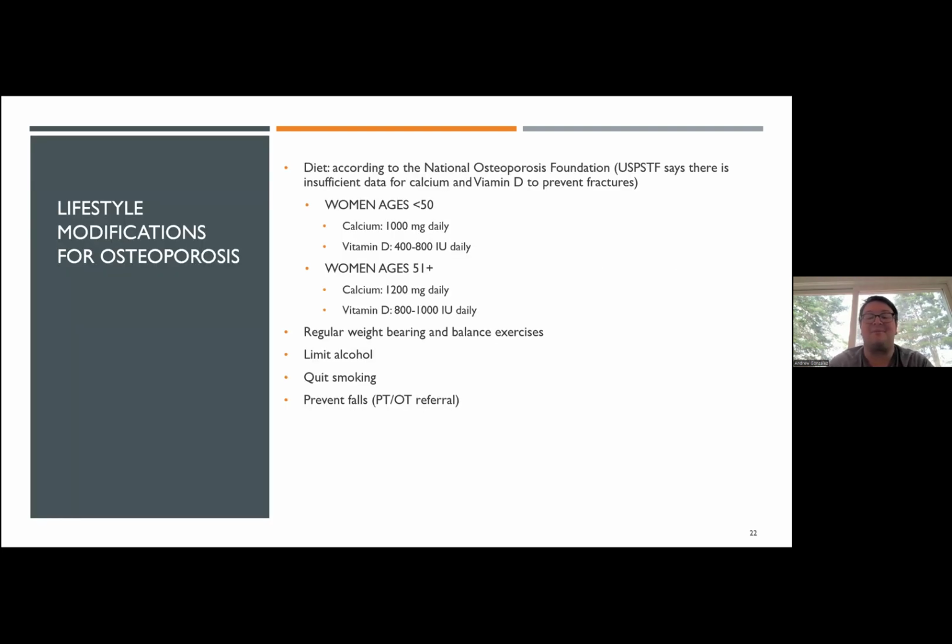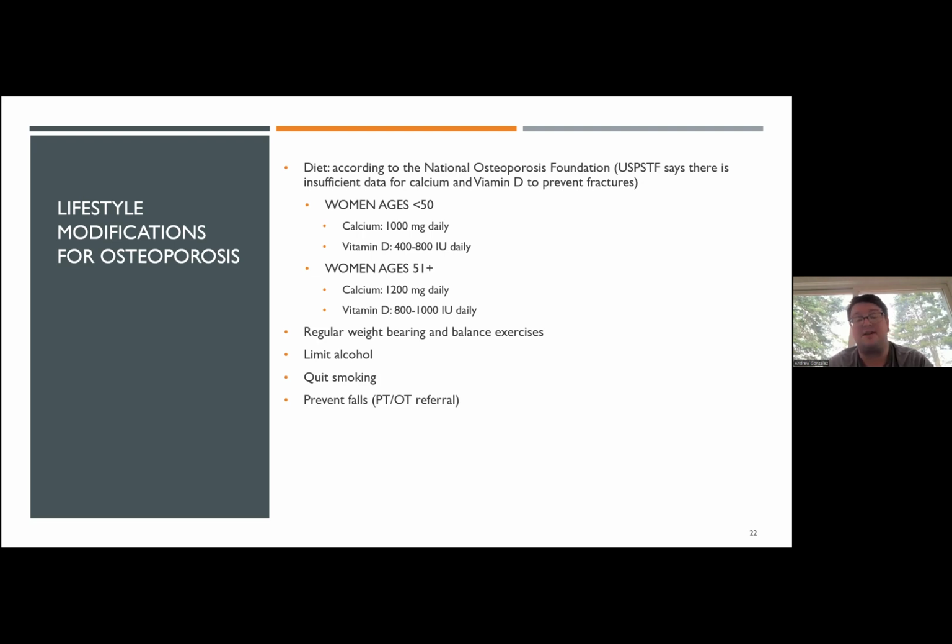Moving on, what lifestyle modifications are we going to do to help us treat osteoporosis? Well, per the National Osteoporosis Foundation, interestingly, the USPSTF does not have a recommendation. They say insufficient data for calcium and vitamin D to prevent fractures, but in general, women under the age of 50 should be getting at least 1 gram of daily calcium and 400 to 800 IUs of daily vitamin D.